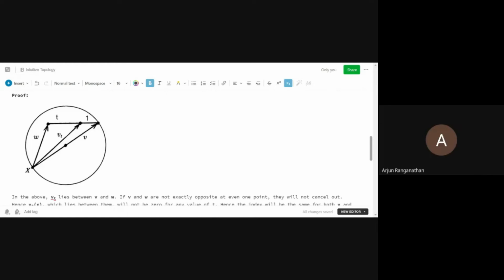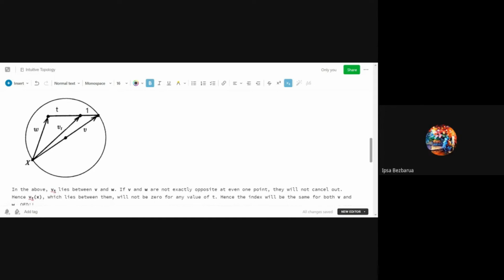Yeah, I think I get it now. Yeah, right. That's the argument, because after that it's basically the definition of an index. If they're going to perform the same number of revolutions, they're going to have the same index. So as long as there is no singularity in between them, I don't have any issues, right?